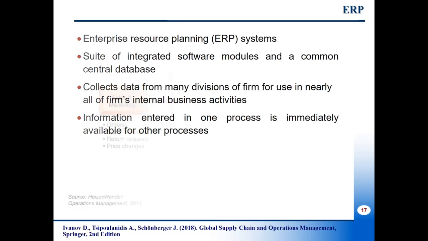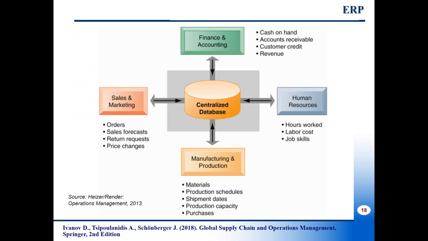Okay, in front of us is a diagram of an ERP system. There are actually 4 blocks in an ERP system, and each block connects to the centralized database. Here we have finance and accounting, sales and marketing, manufacturing and production, and human resources.